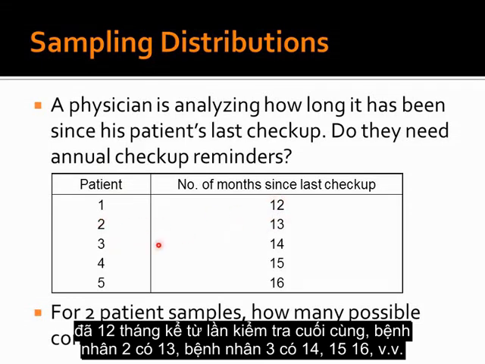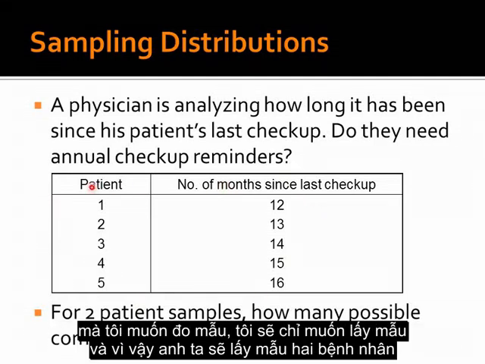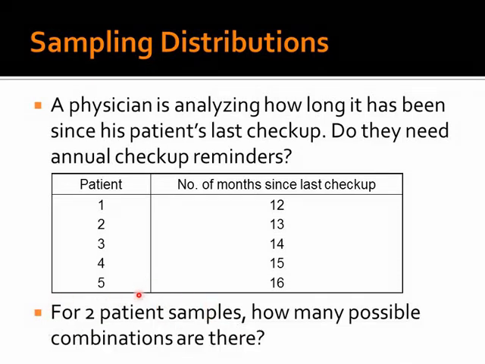Patient 2, 13. Patient 3, 14, 15, 16, and so forth, right? And so this is the population, but he, being a lazy doctor, decides that he doesn't want to measure the entire population, he wants to measure samples. He just wants to take samples. And so he's going to take 2 patient samples.